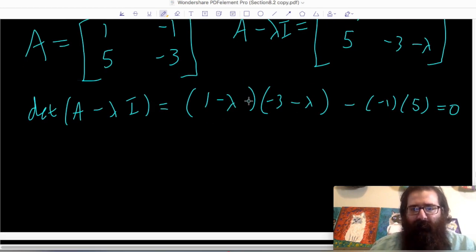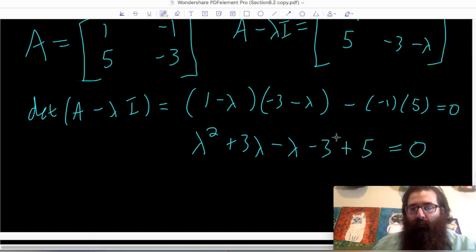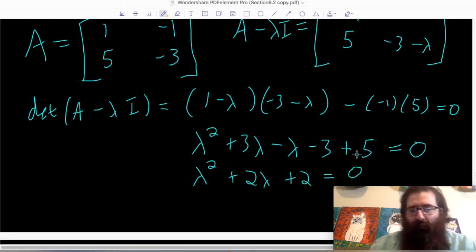Negative lambda times negative lambda gives me positive lambda squared. Negative lambda times -3 gives me plus 3 lambda. 1 times minus lambda, that's minus lambda. 1 times -3, that's -3. Minus a negative is plus. 1 times 5 is 5. Equals 0. Combine those like terms. I feel like you're already done. I feel like I'm losing the race. Lambda squared plus 2 lambda plus 2 equals 0.